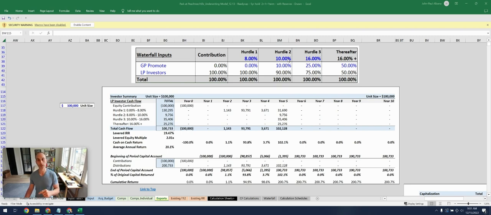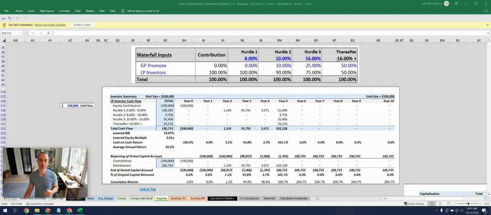And then there's a third hurdle. After 10%, we start sharing that 25-75, right? So between 10.01 up to 16% goes to a 25-75 split, predominantly going to LPs. And then above 16%, we're going to split that half and half. So half goes to us, half goes to you.